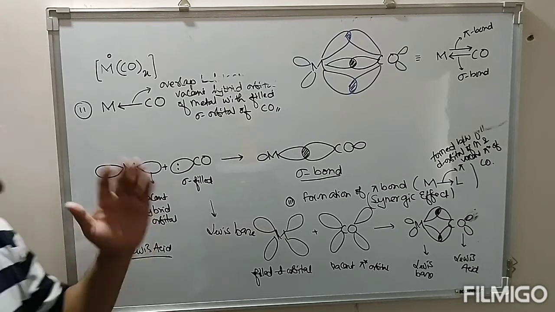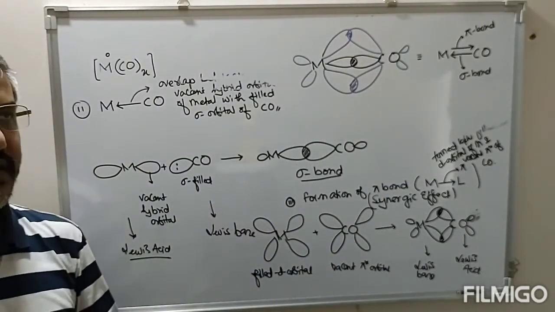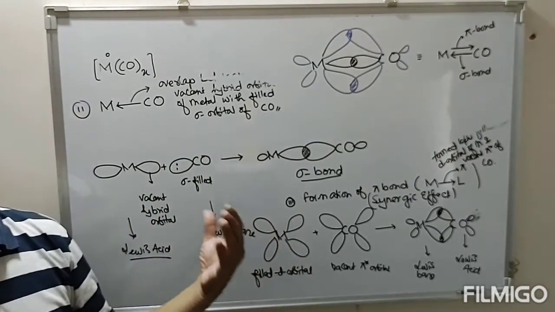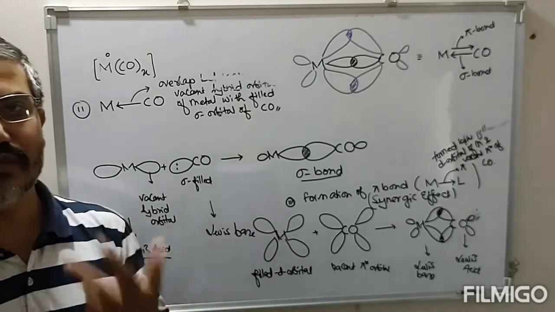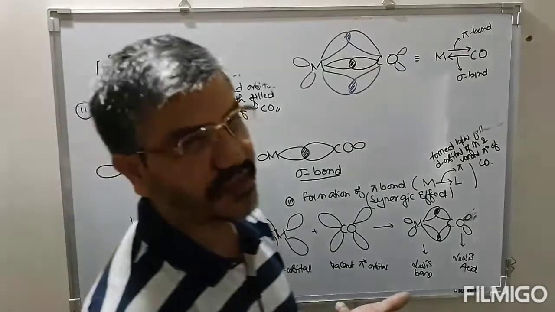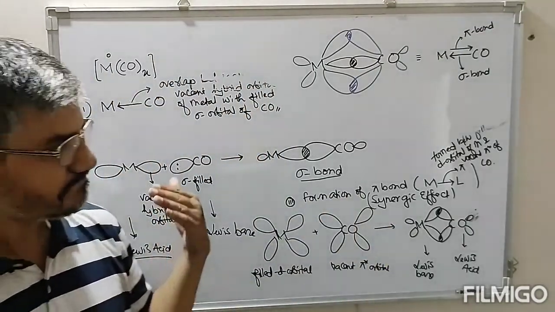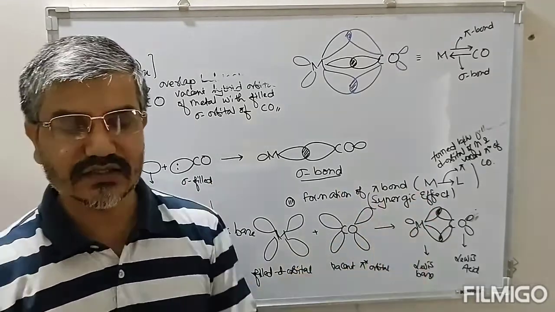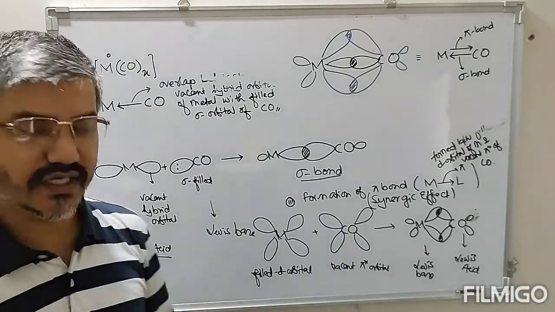So this is how the metal carbonyl complexes are stabilized. From this we can come to the conclusion why metal carbonyls are very stable. The reason is this synergic effect. There is a formation of a pi bond between metal and carbon. That means the metal carbon bond order is 2. Because of this increase in bond order, the bond strength of metal carbon increases. As the bond strength increases, the stability of the complex also increases.